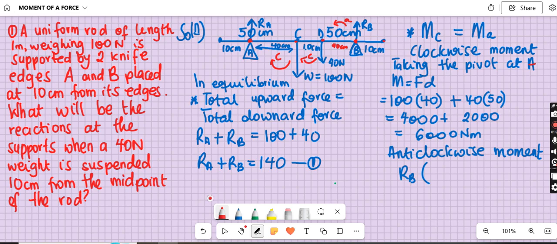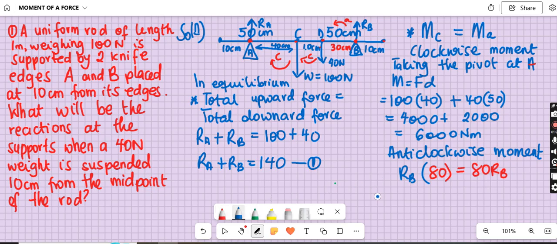No, let's hold on a second. Let's look at this. This should not be 40. It should actually be 30 because we took away 10 from this end and 10 from this end. So we should be left with 30. Yes, let's take note of that. So the 30 plus 10 plus 40, that should be 80. So our anti-clockwise moment will be 80 RB.